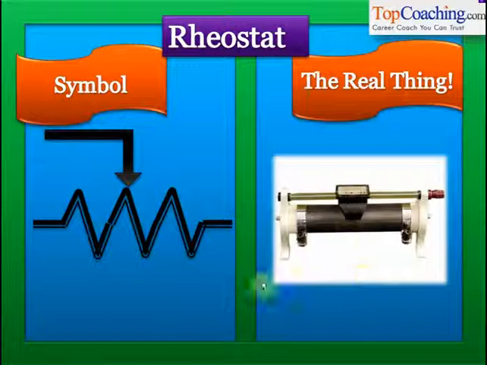In reality, a rheostat looks something like this. This knob here, this black knob, is moved to the left or moved to the right to increase the resistance to the flow of electric current, or to decrease the resistance to the flow of electric current. Of course, we will learn in detail about a rheostat in the next chapter.